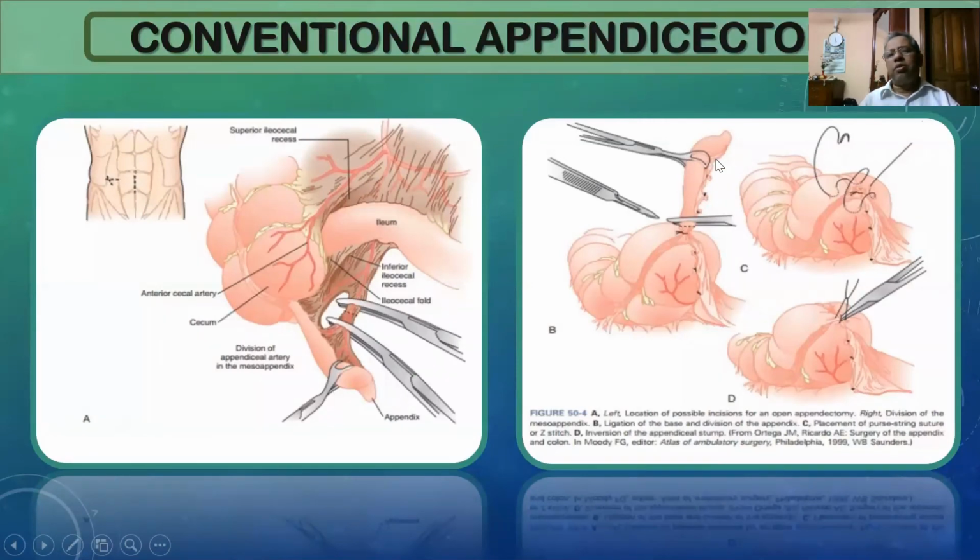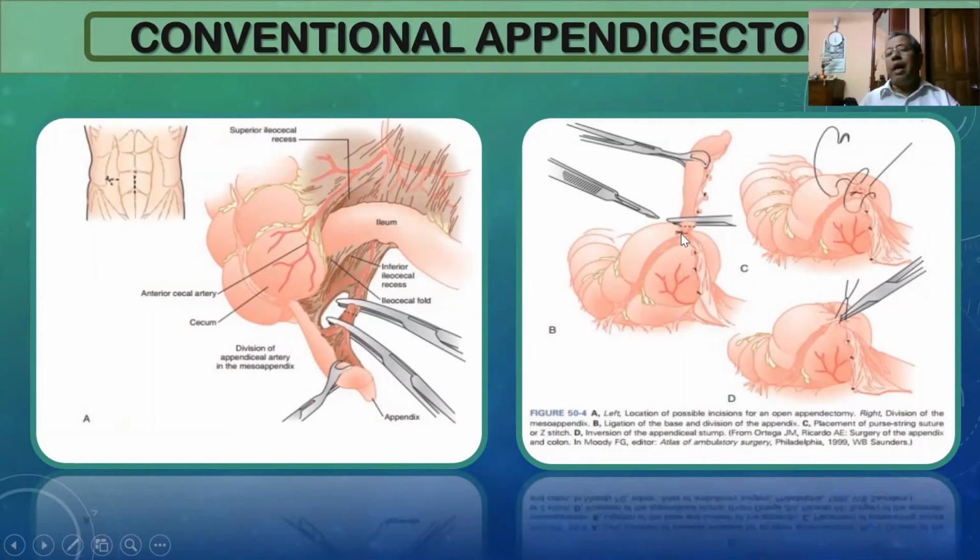There are fenestrations, so it can easily hold the appendix and easily catch. For that reason, the name of the instrument which catches the appendix, sometimes asked in the exam, is called the Babcock forceps. So whenever the appendix stump is healthy, in that case only the tie is sufficient.